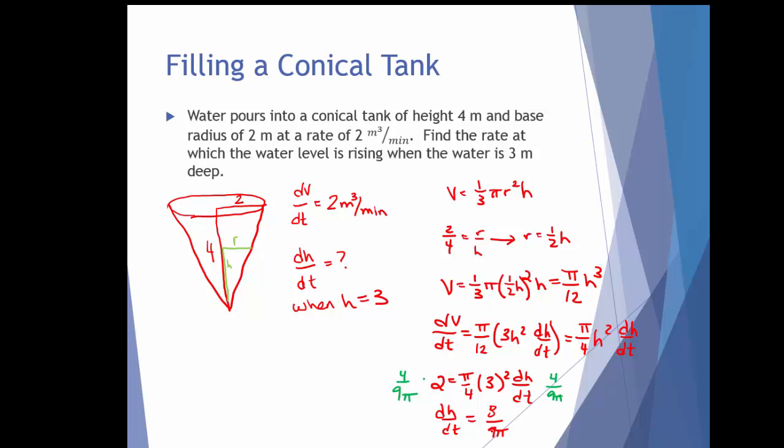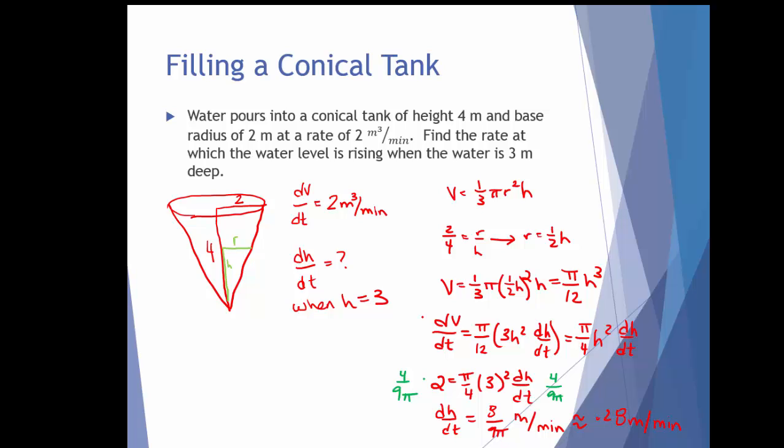And then our units: the height will be measured in meters, and the time will be measured in minutes. So that's 8 divided by 9 pi meters per minute. And if you want a decimal approximation for that, it's about 0.28 meters per minute. And that's how the height is changing with respect to time, also known as how the water level is rising, specifically at the moment when the water is 3 meters deep.